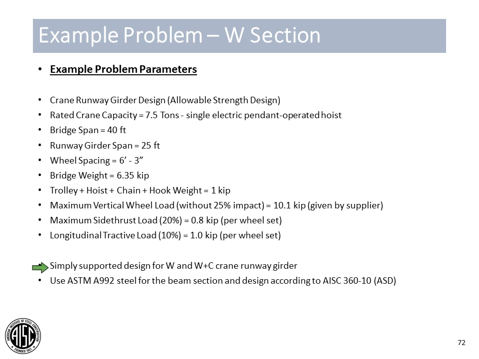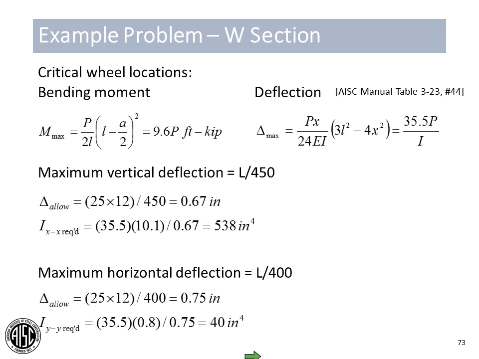And then, as I mentioned, we're going to design a simply supported, just for ease of the example, wide flange and a wide flange plus cap channel. We'll use ASTM A992 steel for these sections. So initially what we will do is determine the maximum moment with regard to P, the maximum wheel load, and also the deflection. We can get these from the AISC manual design tables within Section 3. We'll then determine what the maximum allowable vertical and horizontal deflection is based on the L/450 and L/400 criteria.